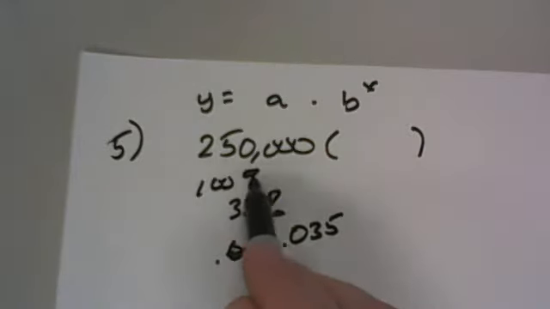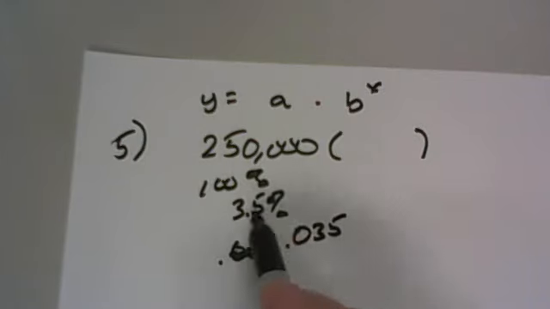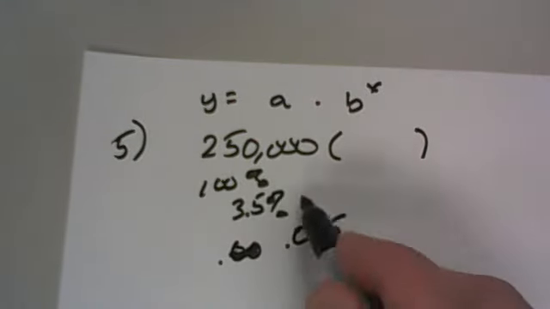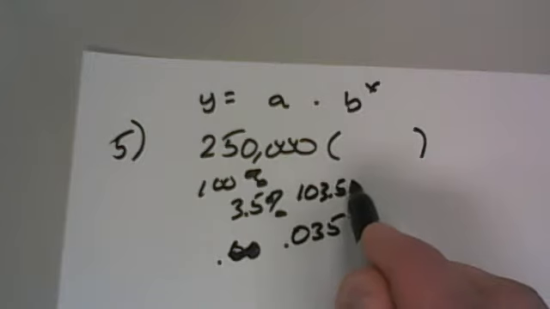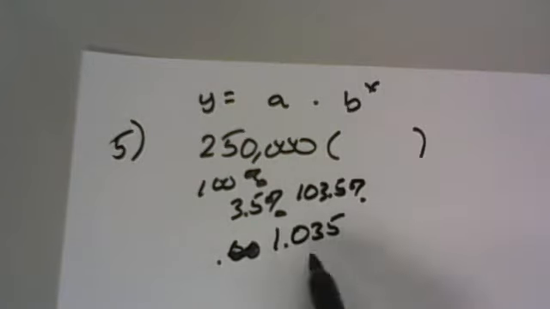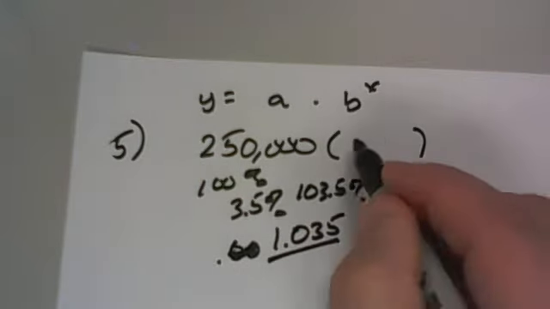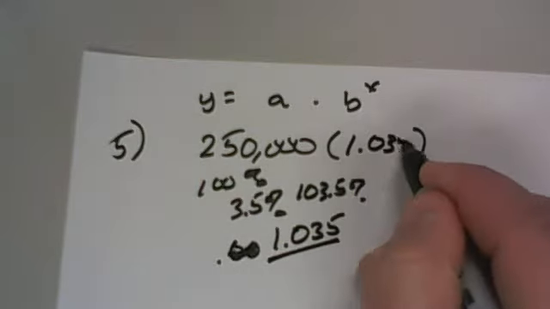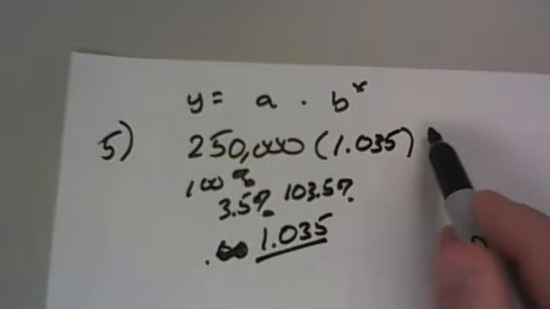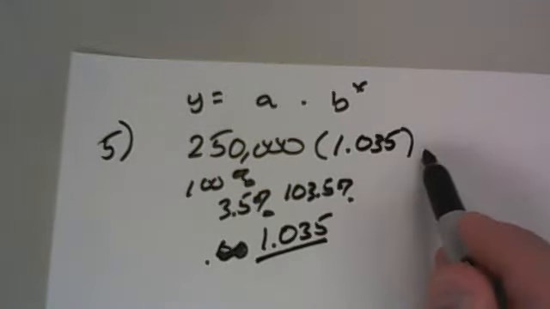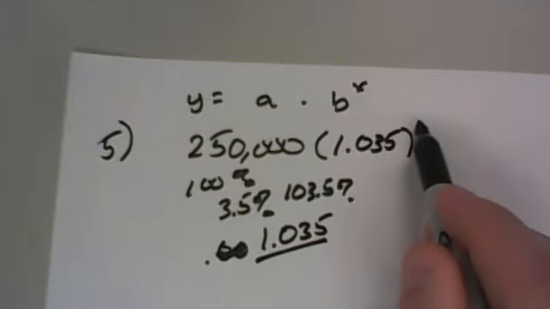But we want 100% of this revenue plus that. That means we want 100% plus the 3.5%, which is 103.5%, which as a decimal is 1.035. So we're going to multiply 250,000 times 1.035, and then we're going to raise that. If we wanted 1 year from now, we would just multiply it once. But if we wanted it 2 years from now, we'd multiply it by 1.035 twice.